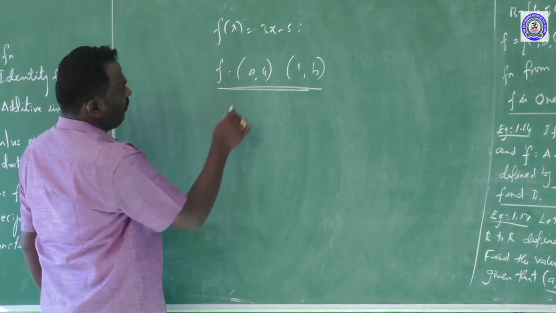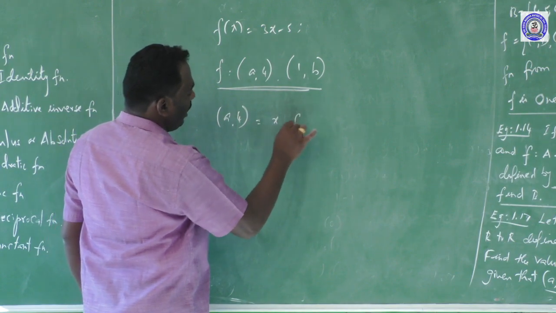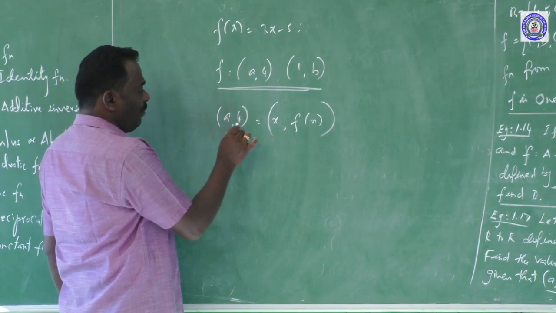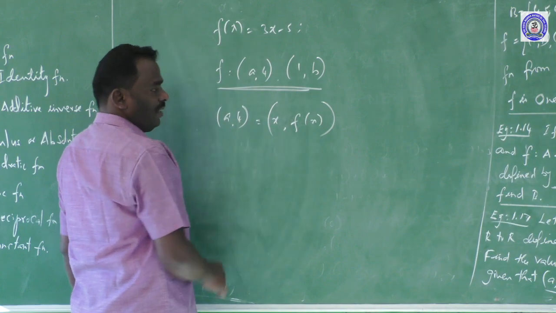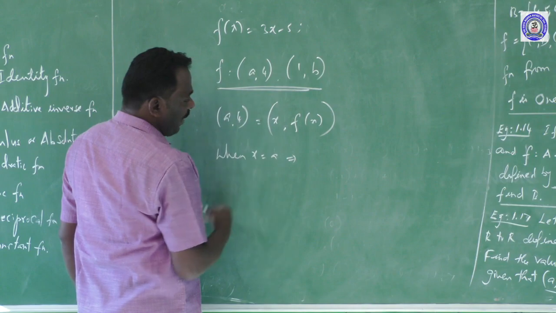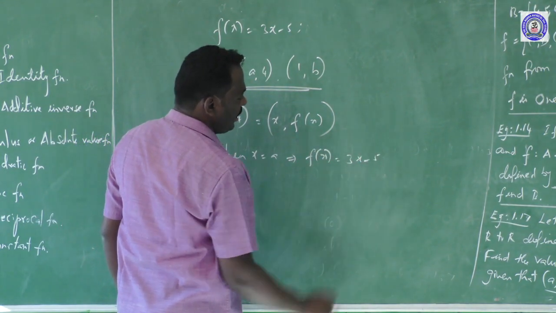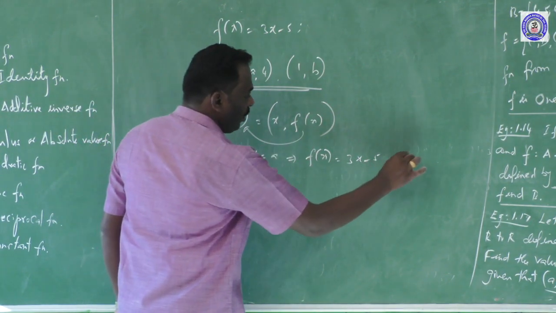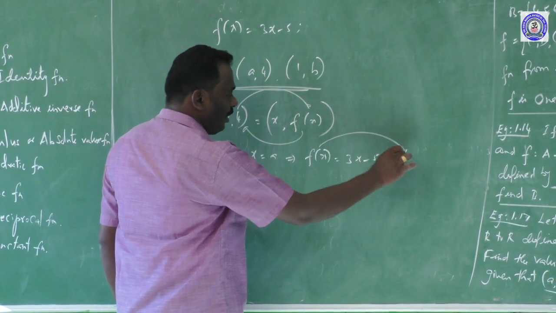Now take the first ordered pair (a, 4), which is of the form (x, f of x). The ordered pair (a, 4) is defined by x in the set A, and the answer is the function value. Now let us consider x equal to a, which implies f of x, the given function, equals 3x minus 5. Therefore the function value given is 4. The function value is equal to 4.